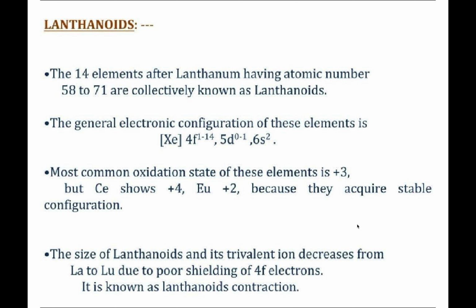And next one is lanthanoids. The 14 elements after lanthanum, with atomic number 58 to 71, are known as lanthanoids, and the general electronic configuration is given here: Xe 4f1 to 14, because the f orbital can maximum accommodate 14 electrons, 5d 0 to 1, 6s2. The most common oxidation state of these elements is +3, but Ce shows +4 and Eu +2, because they have got stable configuration. The size of the lanthanoids and trivalent ions decreases from La to Lu due to poor shielding of 4f electrons, and it is also called lanthanoid contraction.